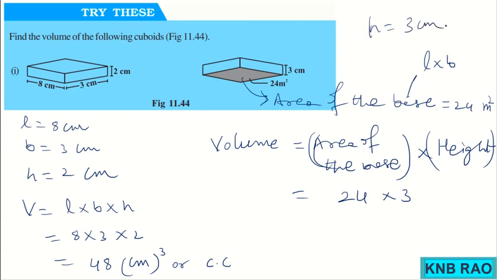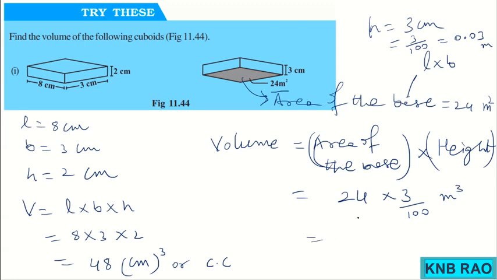but see, I have here 24 meter square. I have to convert centimeter into meters. How can I convert? By dividing 3 upon 100, it becomes either 0.03 meter or 3 by 100 meter. So 24 into 3 by 100, meter square into meter becomes meter cube.